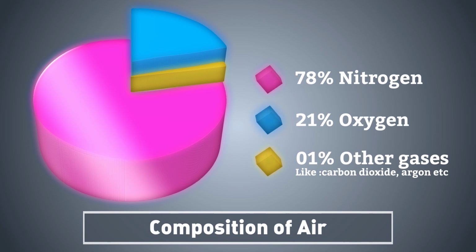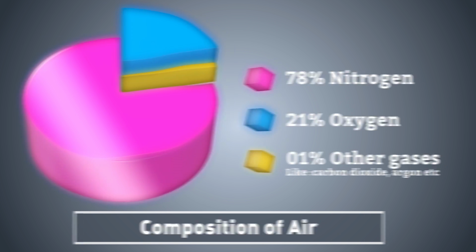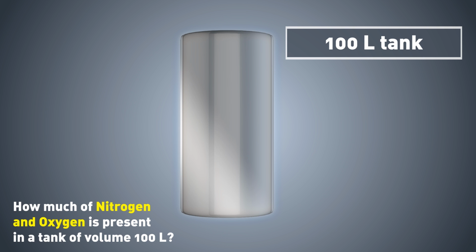Now I'm going to ask you a real world question on percentages, the kind that you use in science. You know that composition of air is generally a constant. We have 78% of nitrogen, 21% oxygen, and the remaining consists of other gases like carbon dioxide, argon, etc. Say there's a huge empty tank of volume 100 liters. How much of nitrogen and oxygen is present inside it? Do you want to try it on your own first?